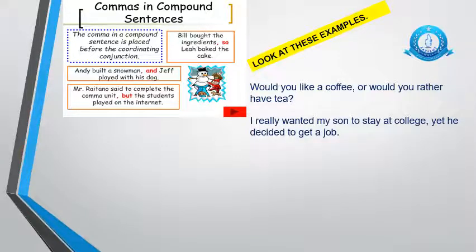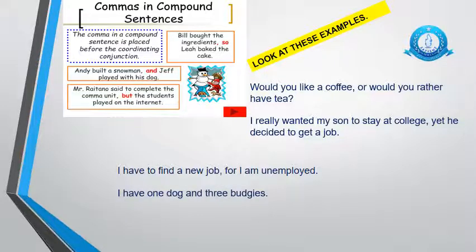I really wanted my son to stay at college, comma, yet he decided to get a job. Again, you have independent sentences. I have to find a new job, for I am unemployed. I have 1 dog and 3 budgies. Now if we split this one up, 3 budgies by itself is dependent on that first sentence, I have 1 dog. Okay, it can't stand alone. It's not a complete thought. So here we will not have a comma.